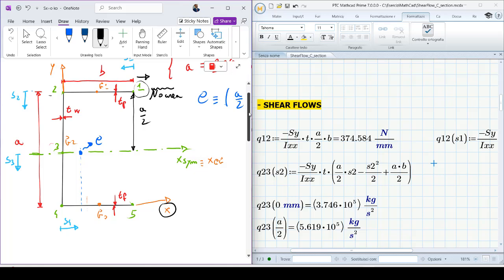Remember that S3 starts from 0 at point 3 and goes to point 4, where the length is equal to a over 2. So this quantity here goes from 0 to a over 2, and this quantity here also goes from 0 to a over 2. And S4 starts from point 4, so this is 0 and this is the quantity B.